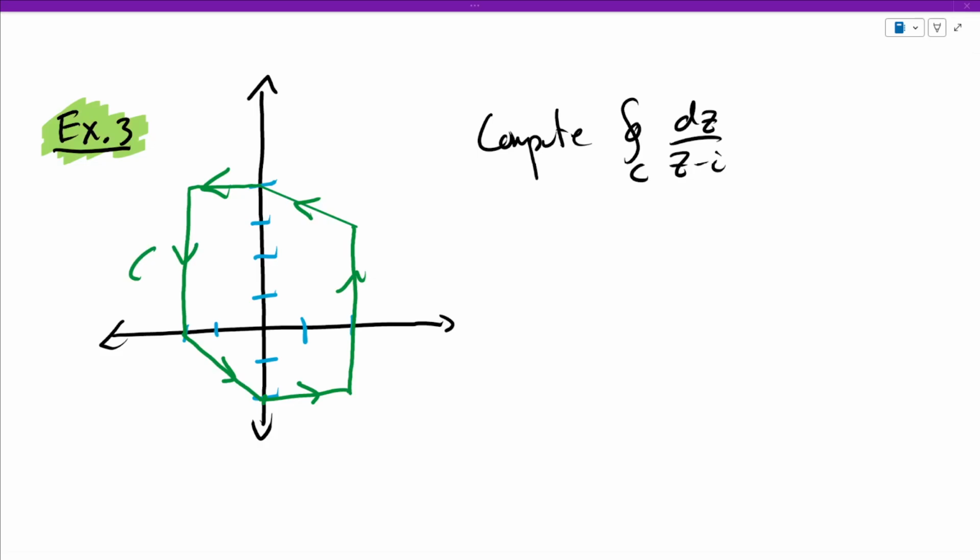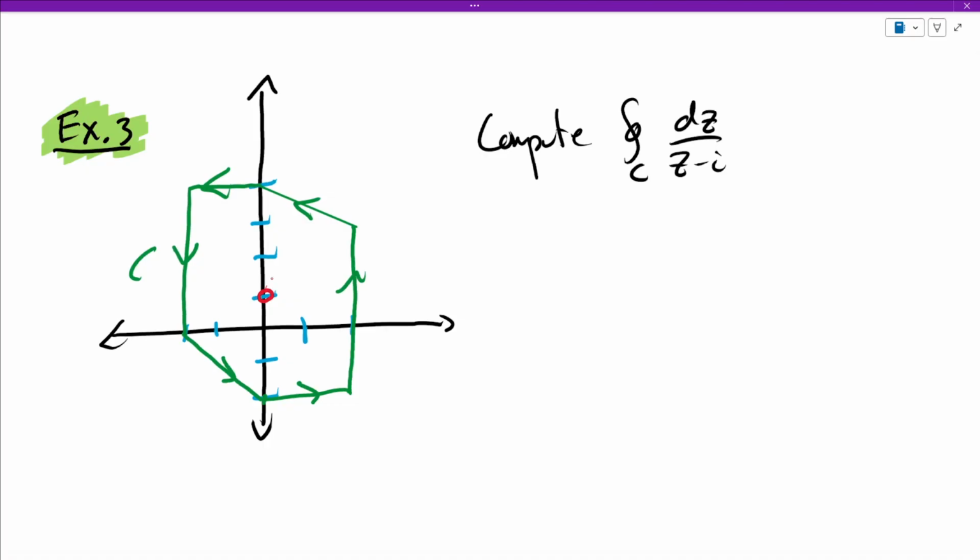Okay, so we're going to compute a contour integral, and the contour that we are going to integrate over is pictured here. So it is a collection of line segments joined together at the edges, and it creates a closed contour, right? So wherever we start, we will have to end at that same spot. And the function we're going to integrate is 1 over z minus i. So i is right here.